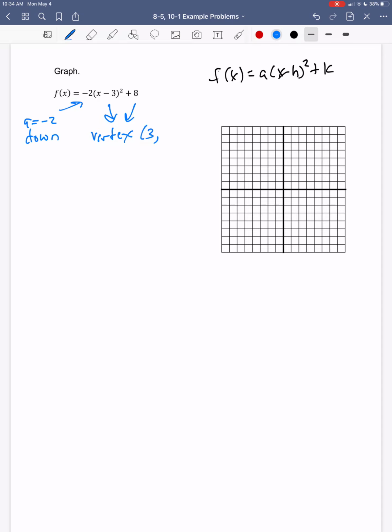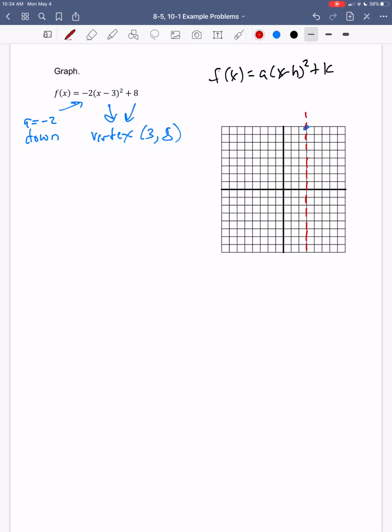3 minus 3 is 0. 0 squared is 0. Negative 2 times 0 is 0. 0 plus 8 is 8. That's why that number at the end just becomes the y-coordinate, right? I mean, everything else becomes 0 when you're at the vertex. So 3, 8. I move over 3. 1, 2, 3, 4, 5, 6. Ooh, barely. There's 3, 8, right? Up there at the top. Fortunately, this parabola is opening down, so that's going to be okay. That's also then where my axis of symmetry is.